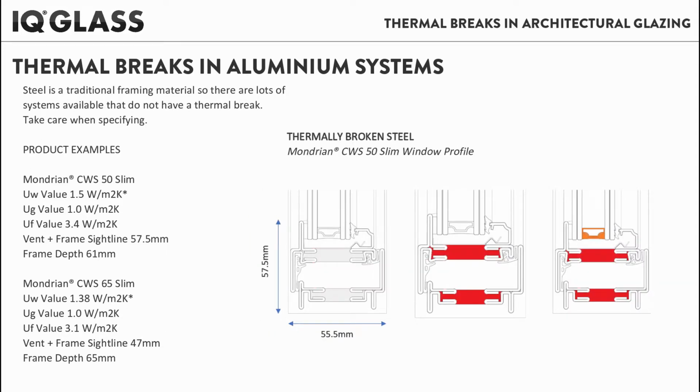Now we have a look at some steel systems. The profile shown here is the CWS 50 Slim system from the Mondrian range. This has a thermal break, it's highlighted in red, and you can expect to achieve a UW value of approximately 1.5 watts per meter squared Kelvin for a very typical installation.